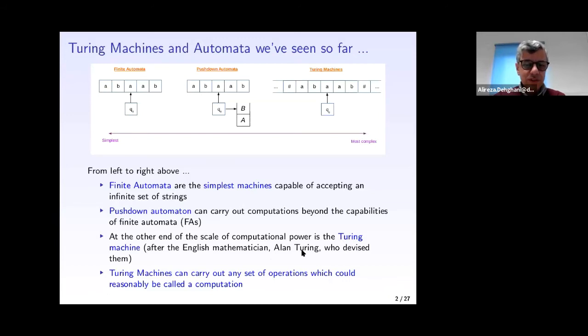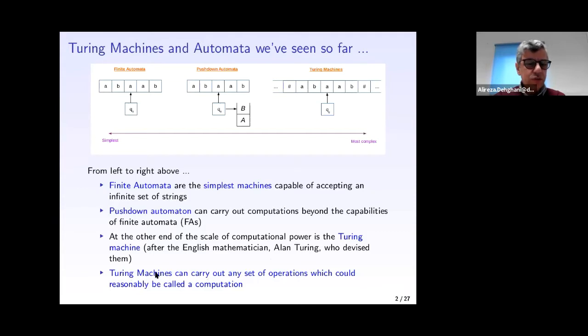He has been an interesting guy, an English guy, and we will go through his life and what he has done. That's an interesting story. Okay, Turing machines can carry out any set of operations which could reasonably be called a computation. That's something new in terms. We will see what it means in the coming slides.